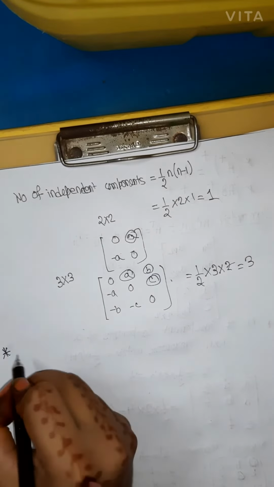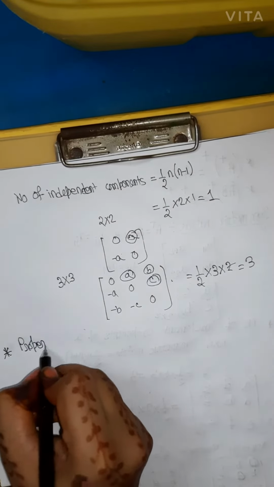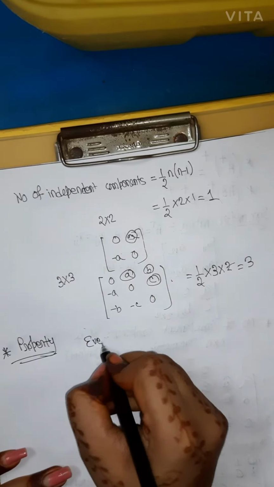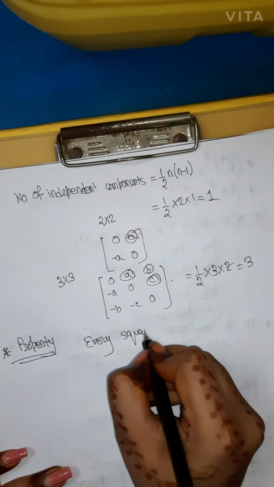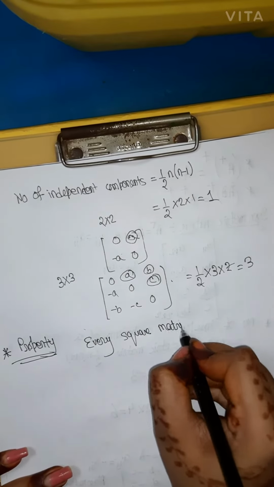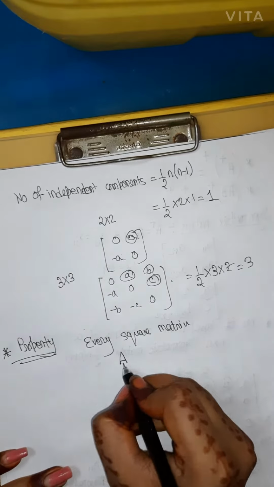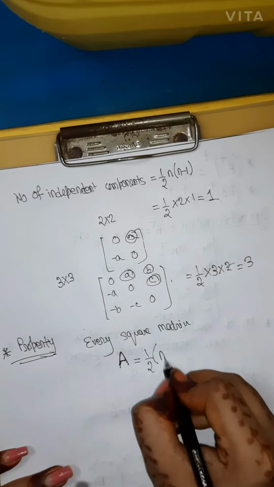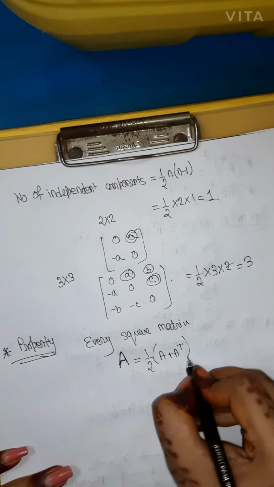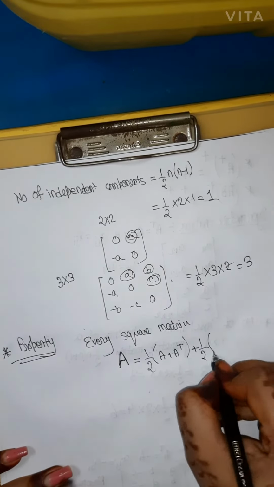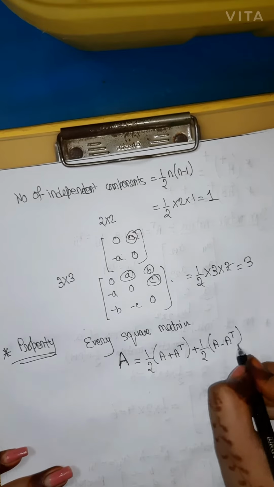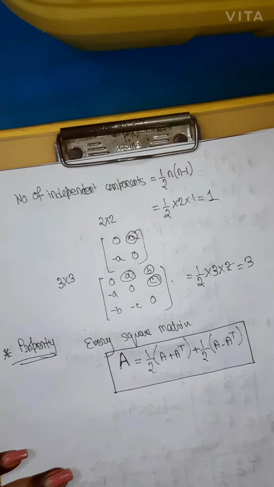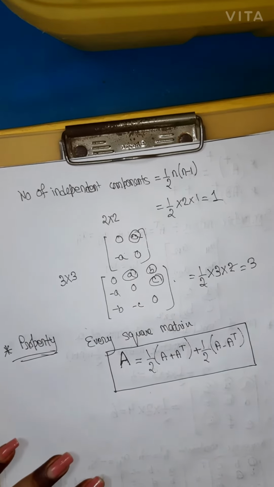And we shall study one important property, that every square matrix can be written as, let us say A is a square matrix, it can always be written as half of A plus A transpose plus half of A minus A transpose. This is an important formula, you can check it. Every square matrix can be written in this form.